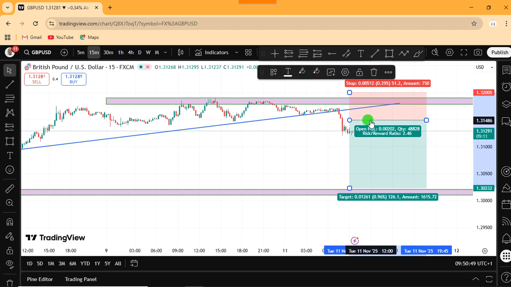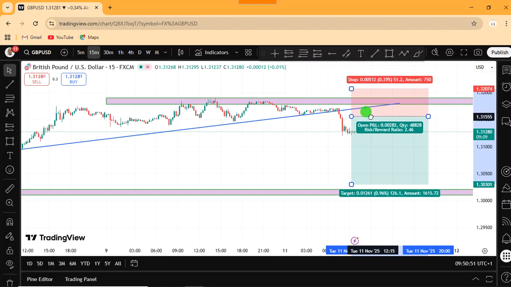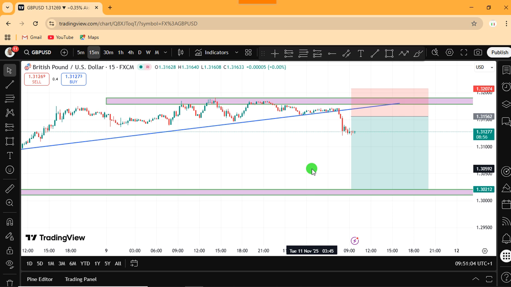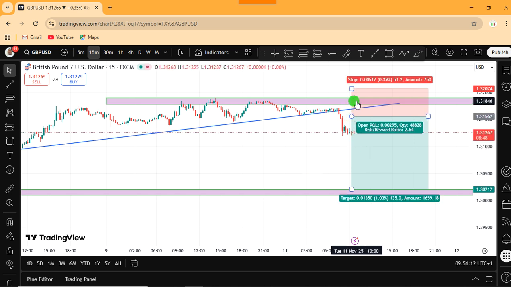Then I put my TP here, which is definitely never up to my 3 RR. But then I wait for a pullback somewhere around this. Okay, but then my stop loss must definitely be here. So that's what I'm expecting right now. I'm just expecting a little pullback to this zone, then I target it. Otherwise, it's already gone. I'm not going to chase the market, so I just leave that market to do its thing.